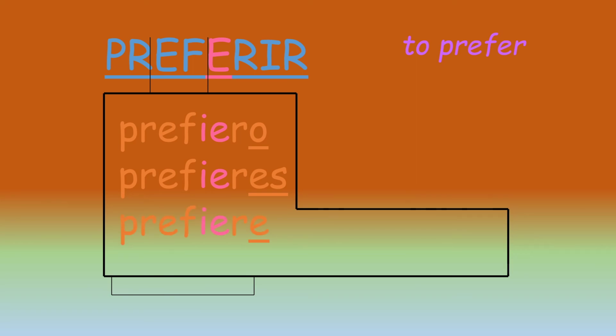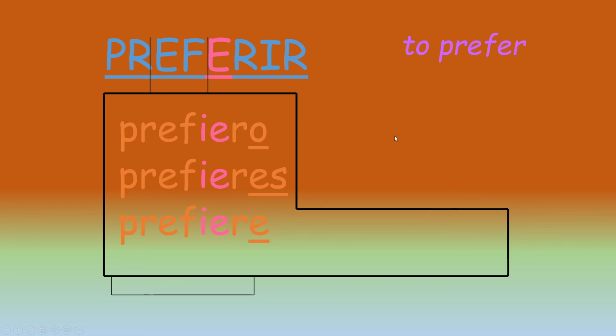Prefiere. Okay? We, the nosotros form, is outside the boot, so it does not get the stem change. Nosotros and vosotros, they are both outside the boot. You do not stem change those in present indicative tense ever. Those will always be regular. Okay? Even though it's a stem changing verb, all stem changing verbs are regular in nosotros and vosotros, so you do not change that E. It's going to be regular with your ending.